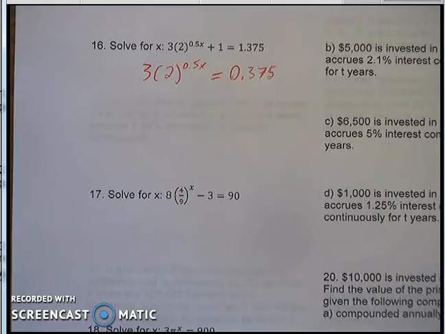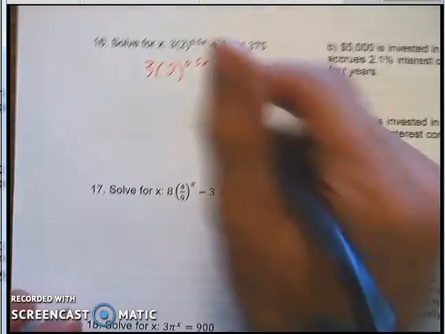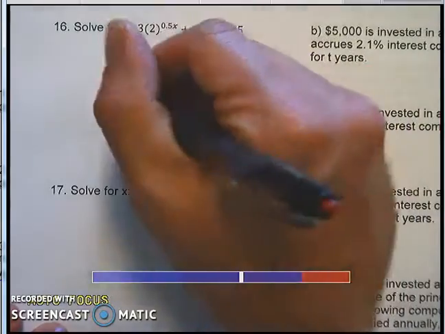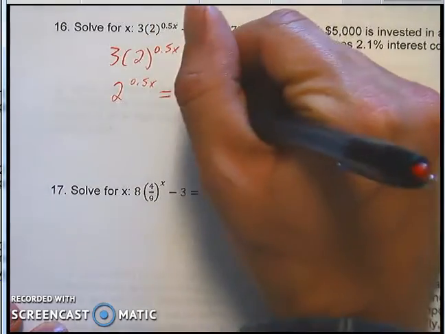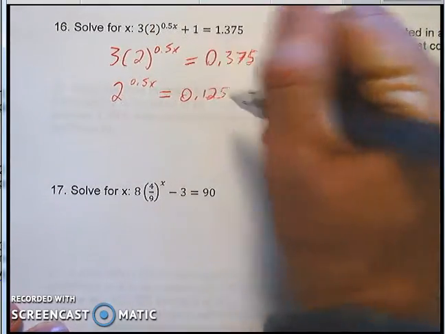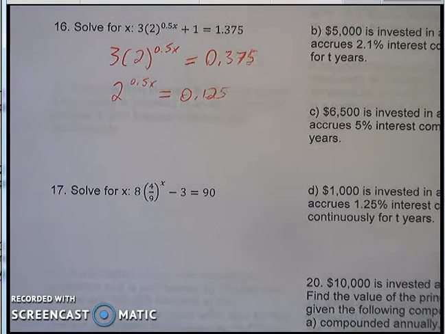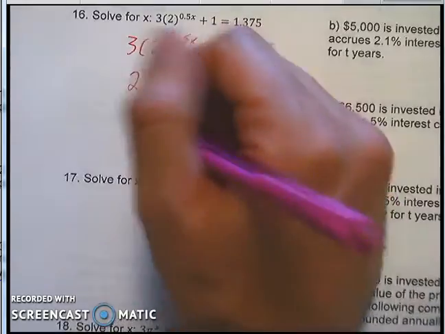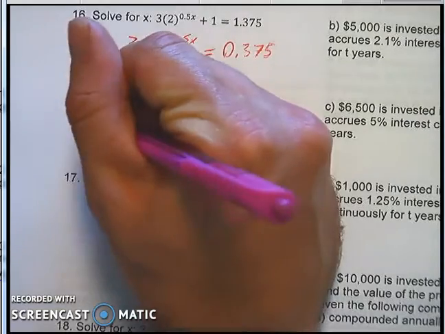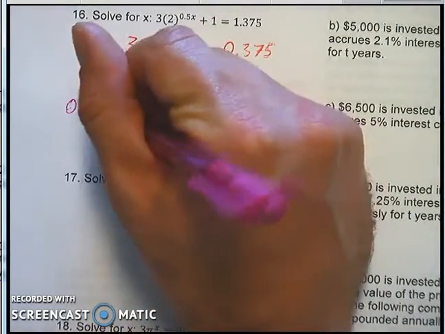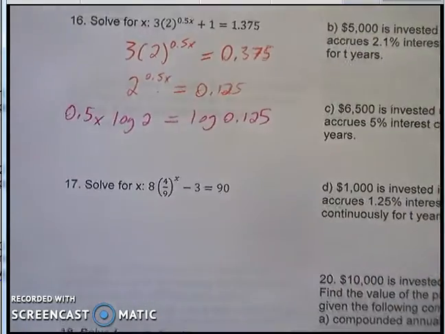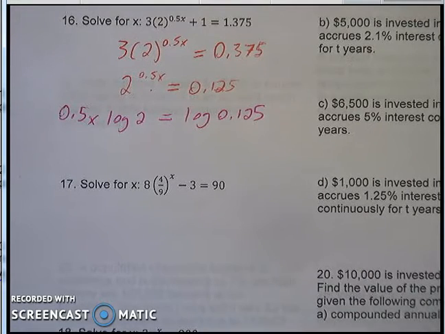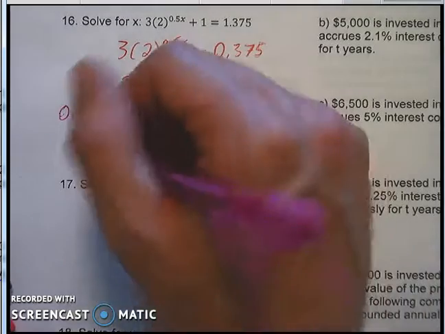And then we're going to divide both sides by 3 to get 2 to the power of 0.5x equals 0.125. And at this point, this is where we're going to want to take the log of both sides to get rid of this exponent. So we want to bring that exponent up front to get 0.5x times the log of 2 equals the log of 0.125. So we're trying to get that x by itself, so we're going to divide by the log of 2 on both sides.